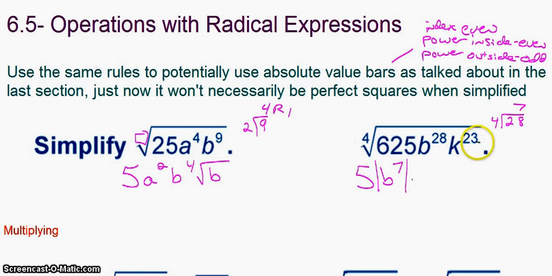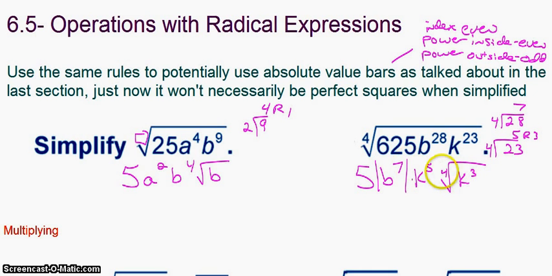And then for k to the 23rd, 23 divided by 4 goes in 5 times with a remainder of 3. So I'm going to take out a k to the 5th, leave my 4th root, k to the 3rd on the inside.